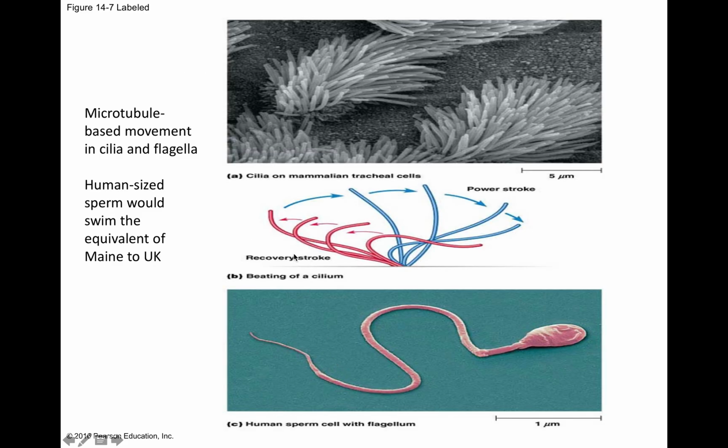The sperm cell moves great distances in order to achieve its function in fertilizing an egg. If it were human size, it would be swimming the equivalent of Maine to the United Kingdom across the Atlantic Ocean. And as we said before, all the mitochondria are in the neck area here near the head of the sperm, which does not fuse with the egg, and therefore, in almost all cases, you don't have mitochondria from the father contributed to the mother, so all your mitochondria came from your mother.